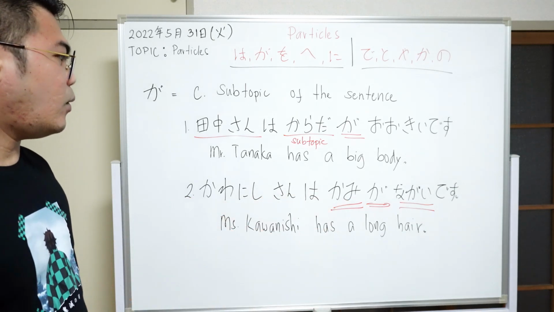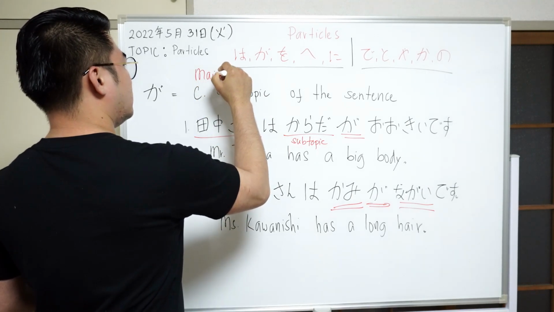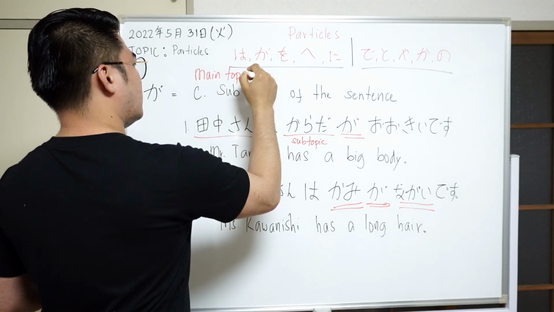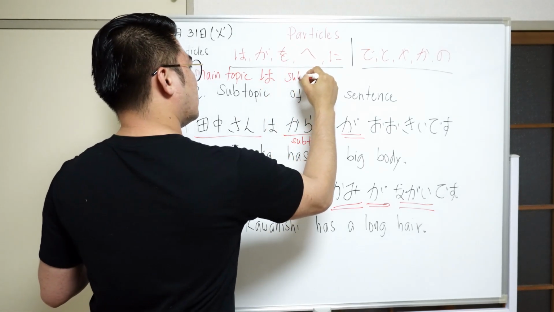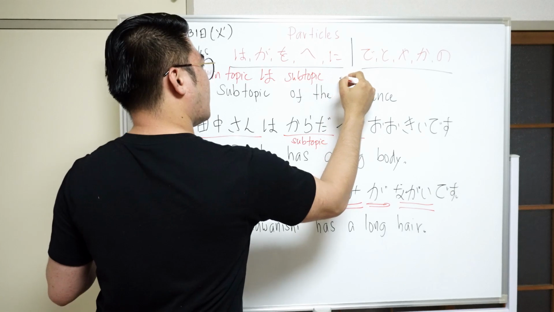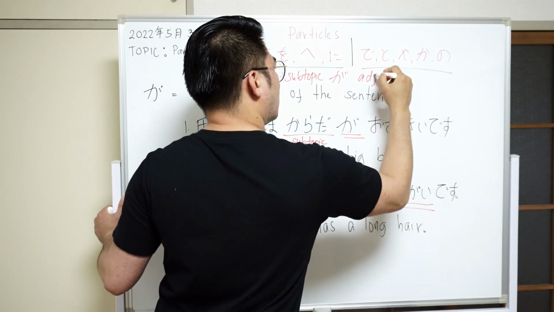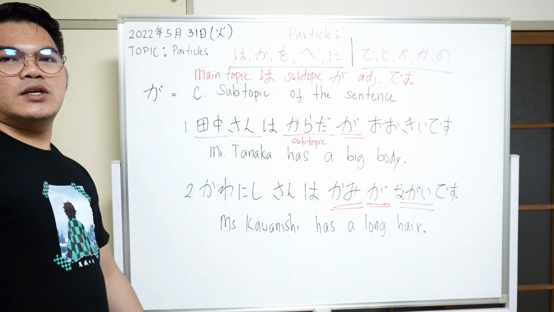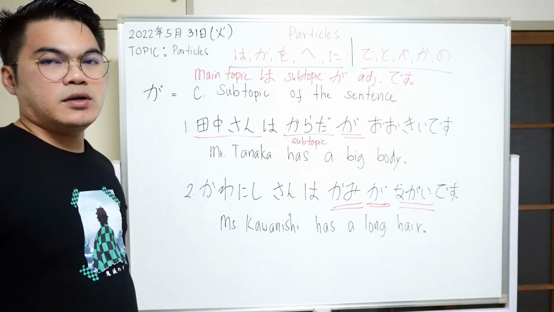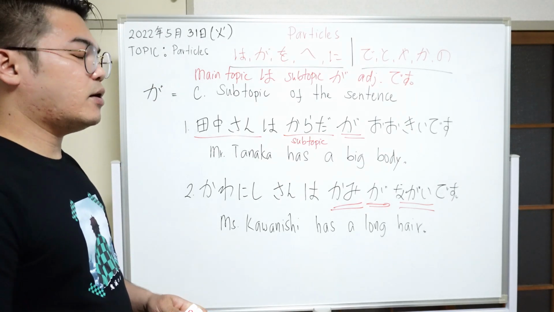So our pattern here is main topic wa, then subtopic ga, adjective desu. Please take note of this pattern and you can use it in your everyday or daily life.